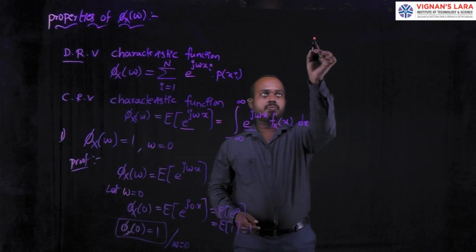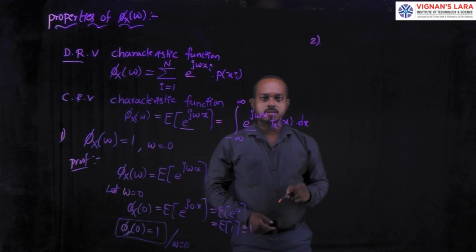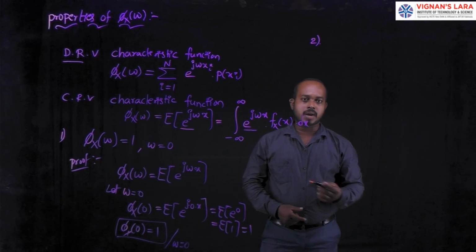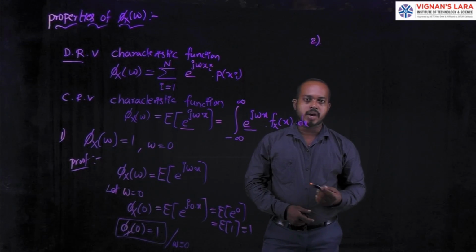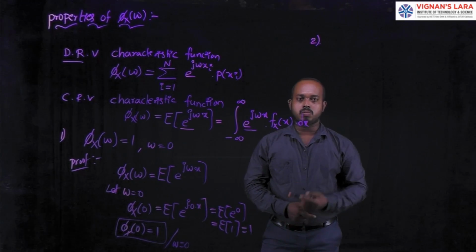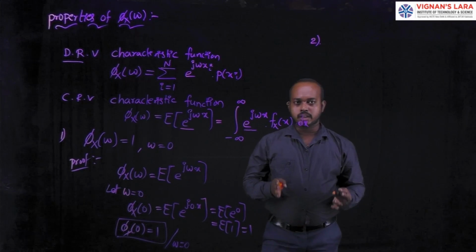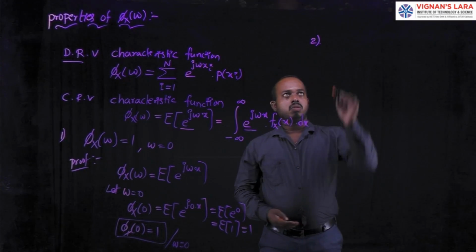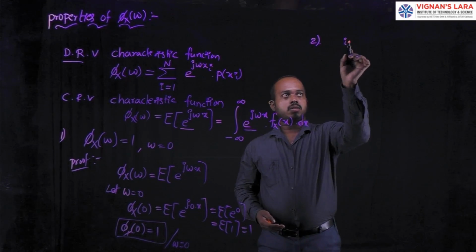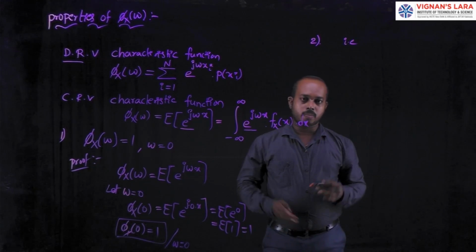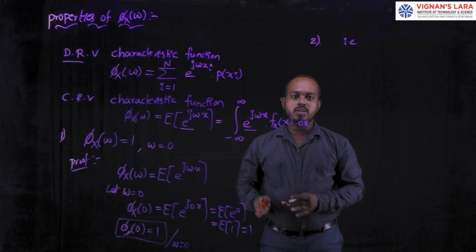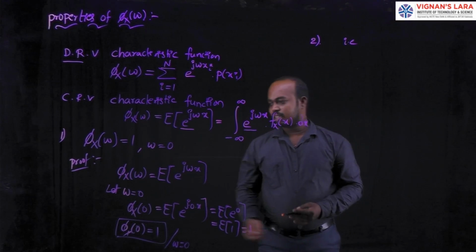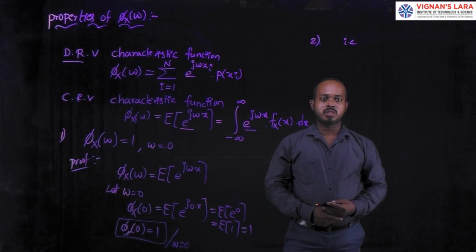Coming to the second one. The second property is that the characteristic function has the maximum value at ω equal to 0. The characteristic function has the maximum value at ω equal to 0. Here I am writing the property: the maximum value of the characteristic function is 1. Here the first property also has some similarity with this one.